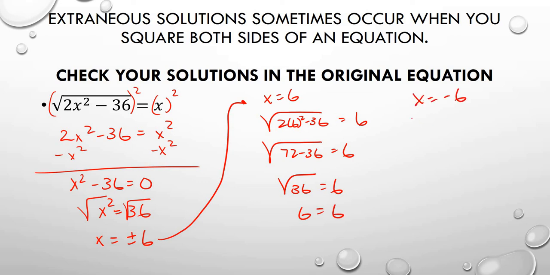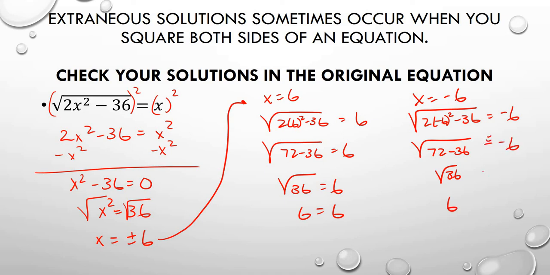What about negative 6? Here's my problem. Again, when I put negative 6 inside the radical, everything looks pretty good because that's still the square root of 72 minus 36. But look what happens on the right. This negative sign does not match up when I get to the end, so that is extraneous. My only solution is x equals 6.